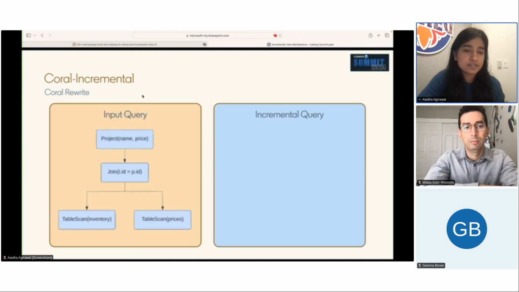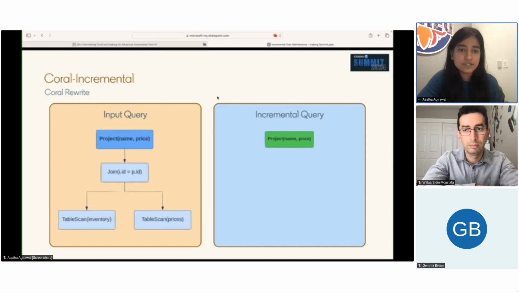The next step is to rewrite this logical plan to generate the incremental logical plan. So let's visit this logical plan on the left-hand side in a top-down manner. When we encounter a project node, we make no changes.